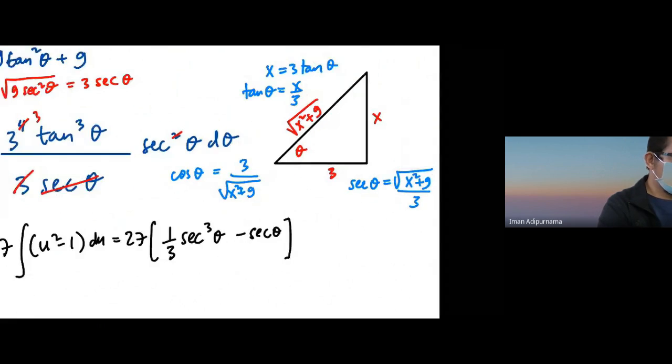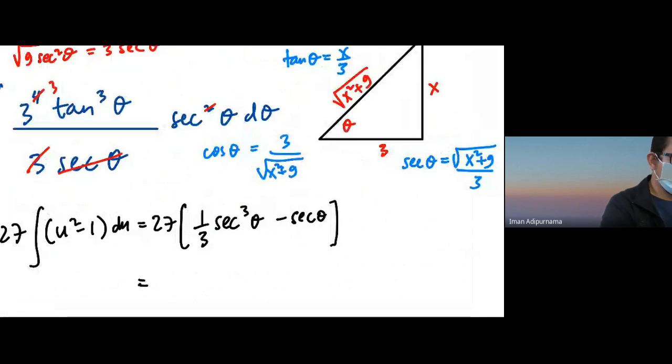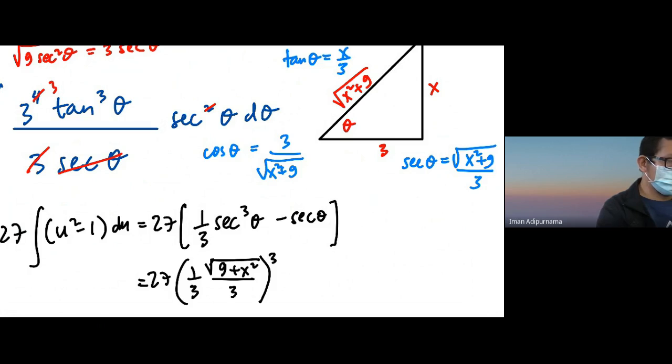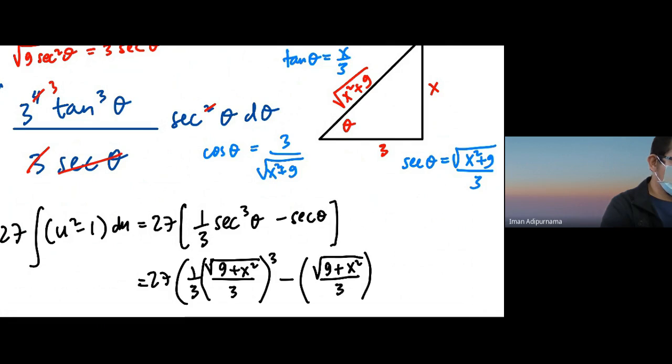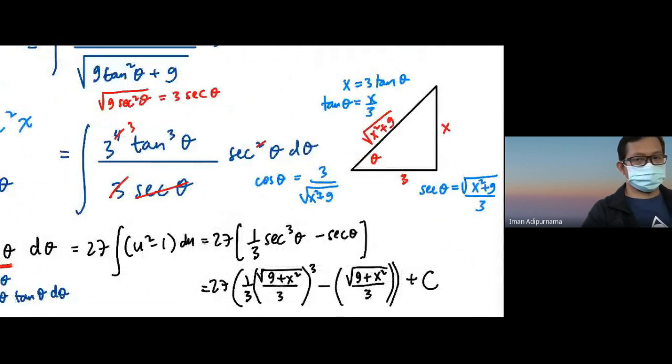Okay, we can exchange, and the whole thing becomes 1 over 3 times the square root of 9 plus x squared over 3, this is cubed, minus the same without the cube, okay, and plus C, don't forget plus C. And then you can simplify it if you want.